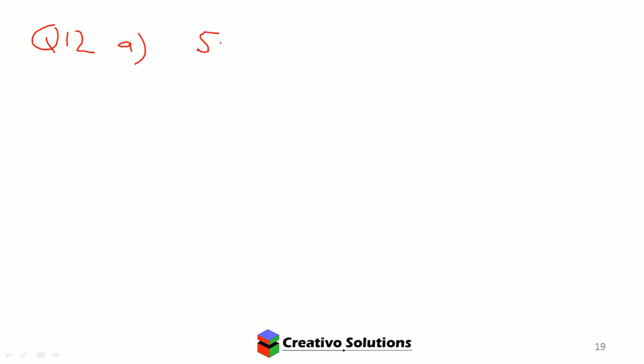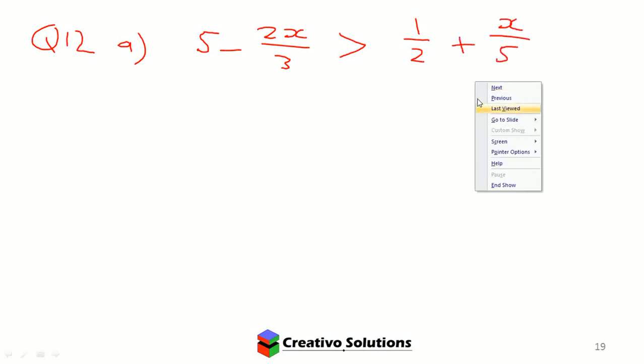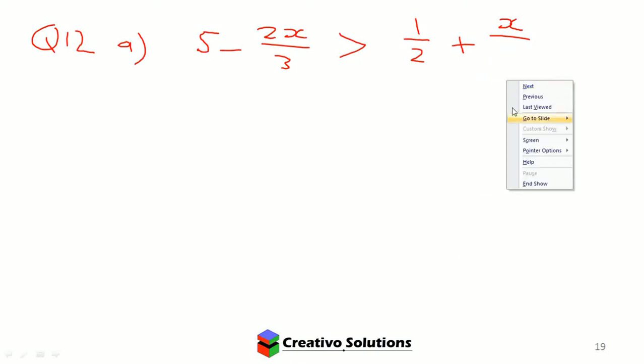Part A is (5 minus 2x) over 3 greater than 1 over 2 plus, sorry, not 4 over x, x over 4. Right, just to double check, we've got (5 minus 2x) over 3 greater than 1 over 2 plus x over 4. That's better. And now we need to solve the inequality.